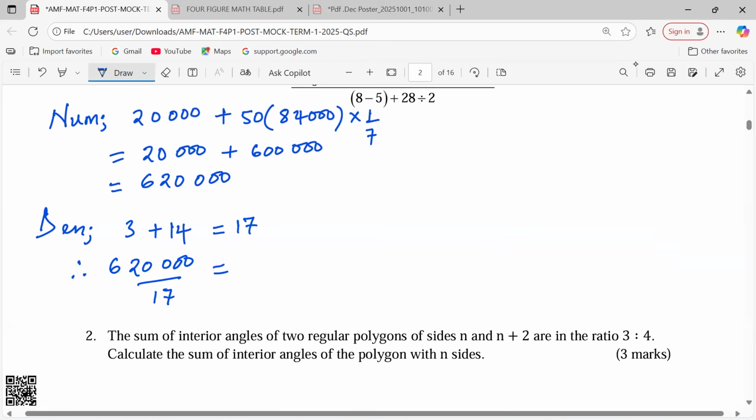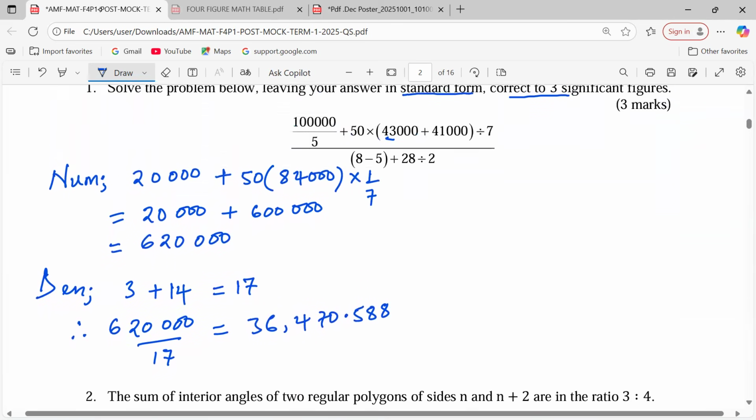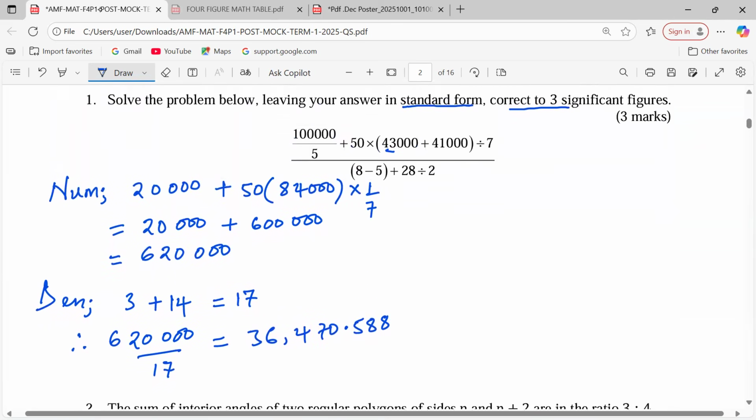So what does this give us? I'm getting 36,470.588. At this point, something that we should notice is that we are not yet at the answer, simply because we have to check and write our answer first in standard form.